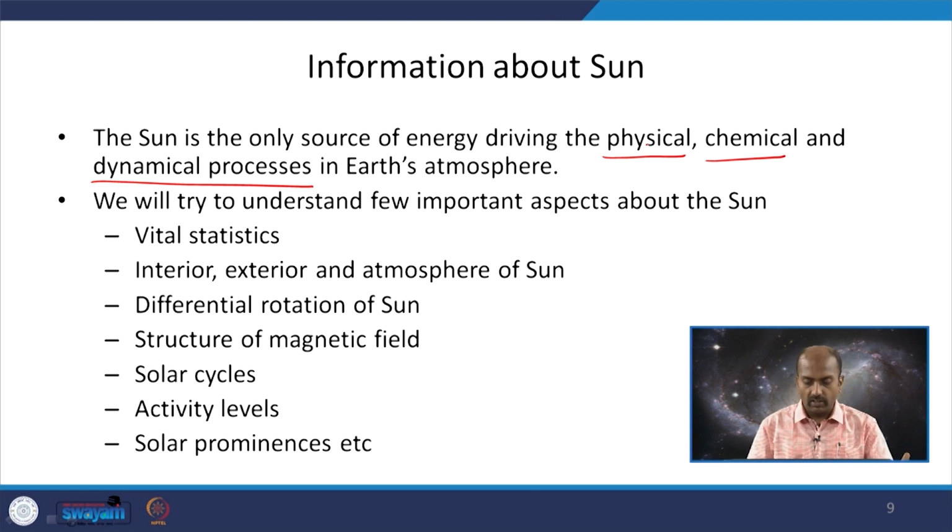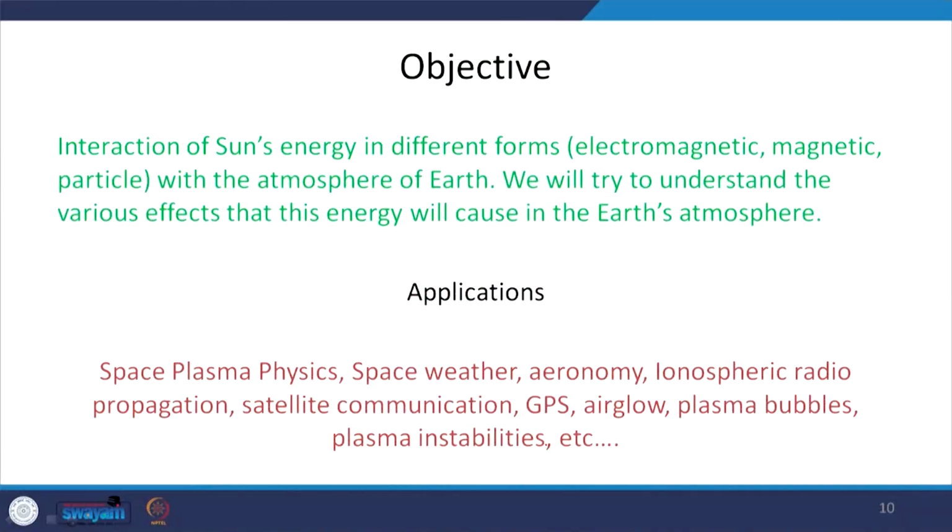So, these are the various aspects that I want you to understand at the end of, let us say, probably the couple of lectures that will follow from here. Now, the main objective is the interaction of the sun's energy in different forms, electromagnetic, magnetic and particle, with the atmosphere of the earth. We have seen that. We will try to understand the various effects of this energy influx into the atmosphere. So, our main objective is to understand how the earth's atmosphere responds to these different forms of energies.